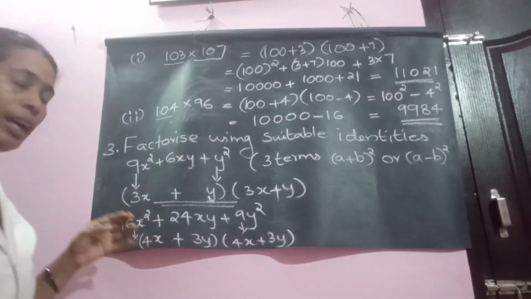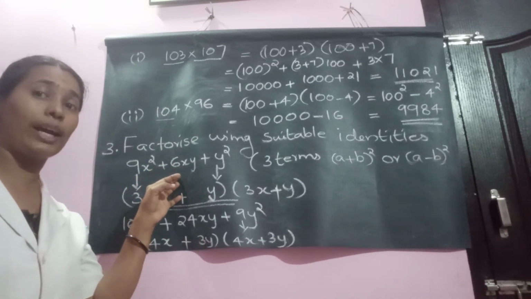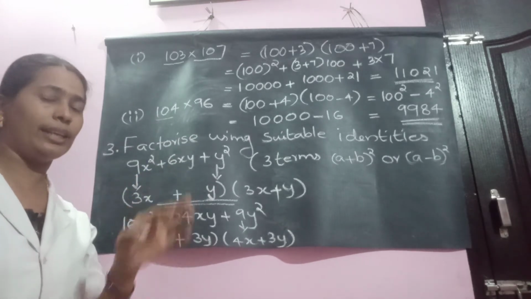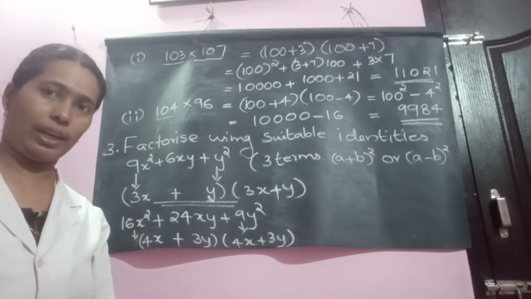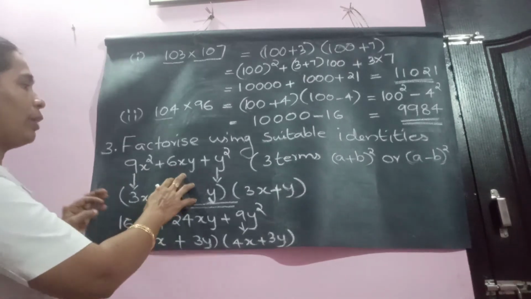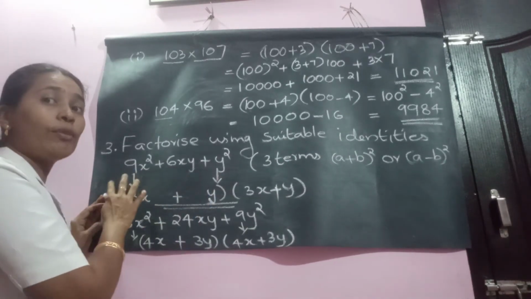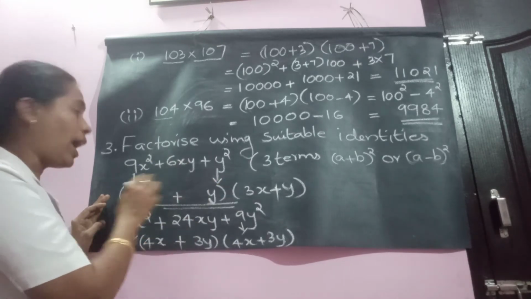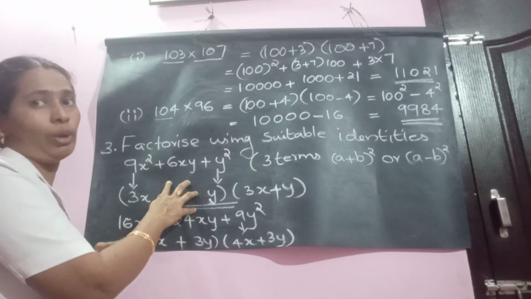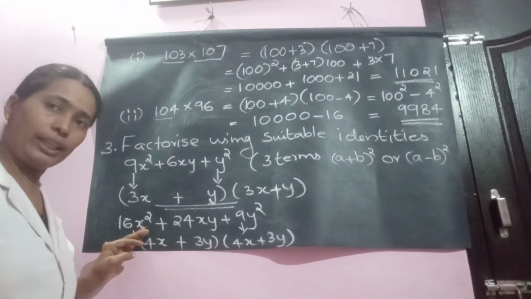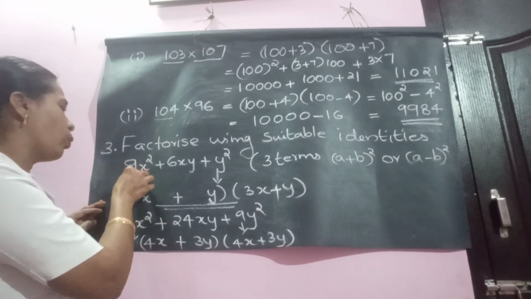So let us see how we can find the suitable identity form. How to factorize using identities? The teacher already told you it's very easy because there is no need of calculation. For example, let us begin with the question 9x² + 6xy + y². Look at the first and last terms only. Are they perfect squares? Yes, they are perfect squares.